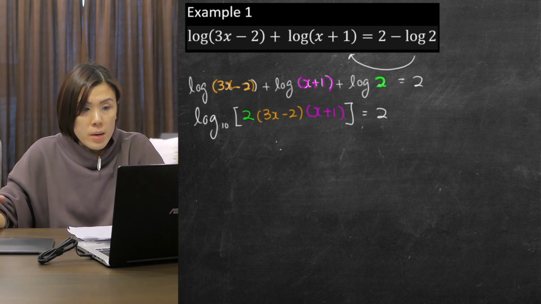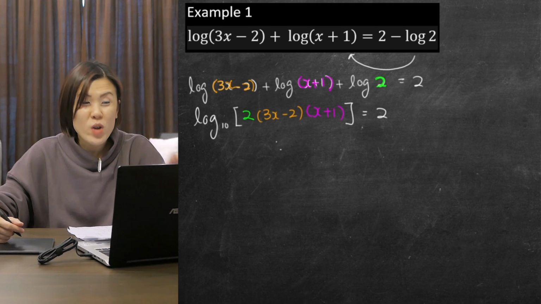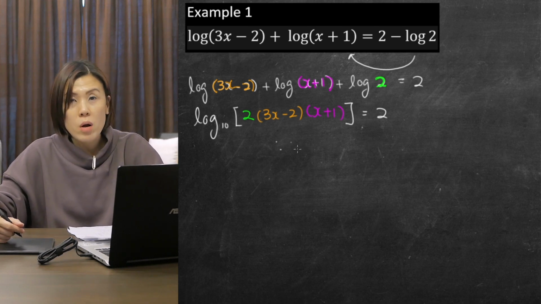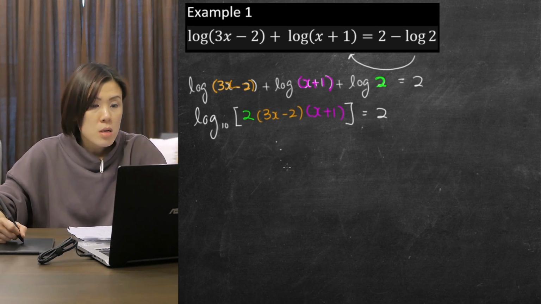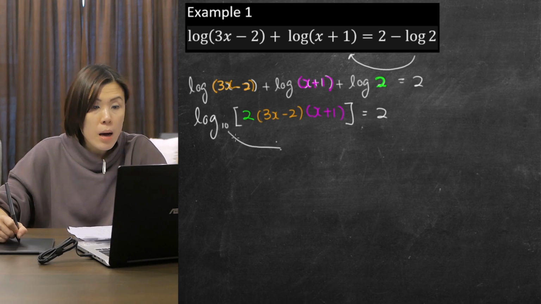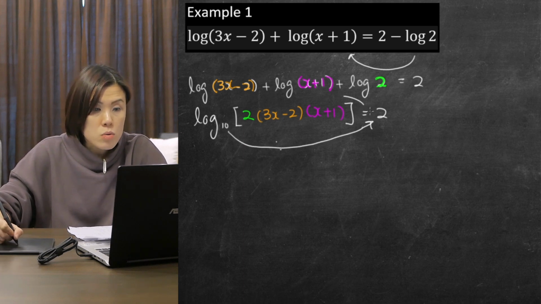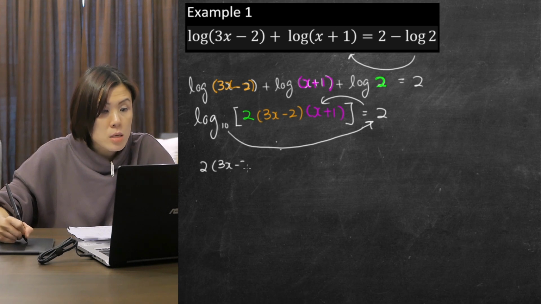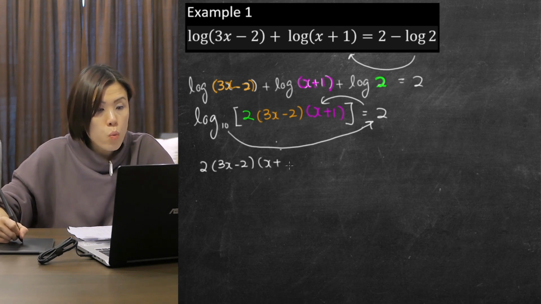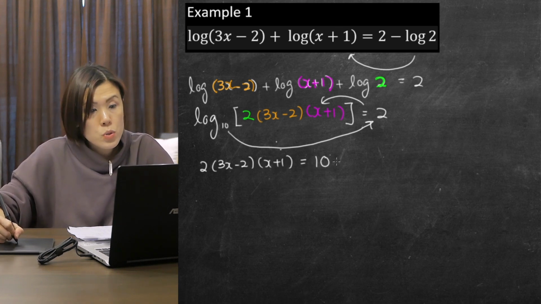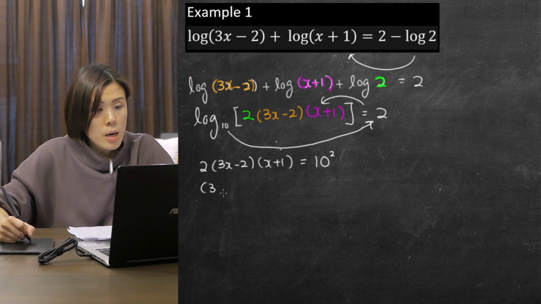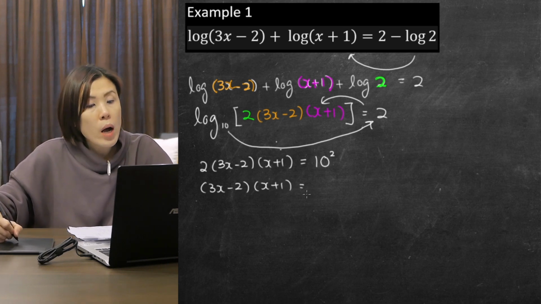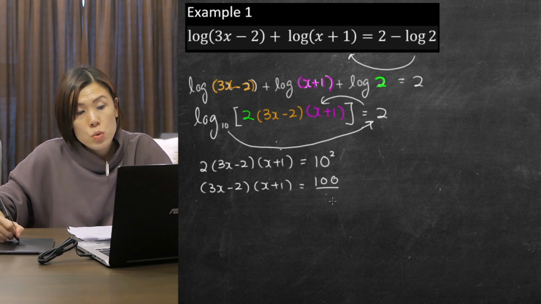So once we combine all these logarithms as a single logarithm, we can remove the logarithm by changing it to index form. So we know that 10 to the power of 2 equals this. Then we will have 2 times (3x minus 2) times (x plus 1) equals 10 to the power of 2. To simplify these equations, I prefer to have a smaller number, so I will bring over 2. What I mean is I'm going to use 100 divided by 2.